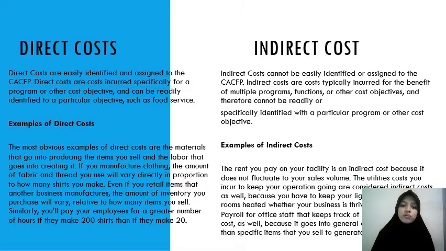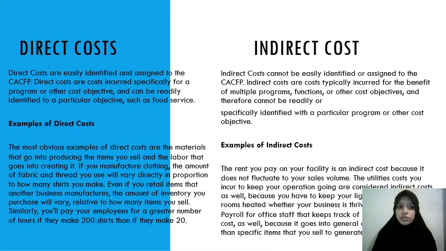Indirect costs. Indirect costs cannot be easily identified or assigned to the CACFP. Indirect costs are costs typically incurred for the benefit of multiple programs, functions, or other cost objectives, and therefore cannot be readily or specifically identified with a particular program or that cost objective.